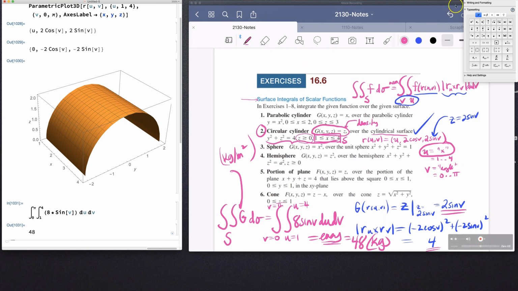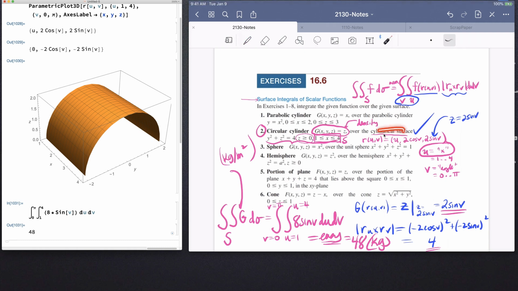So ends this video on an example of a surface integral of a scalar function, and all the other types of these problems go similarly. If you can spend your time and make sure that you get the surface parameterization correct, that is the key part of this problem, the parameterization itself.